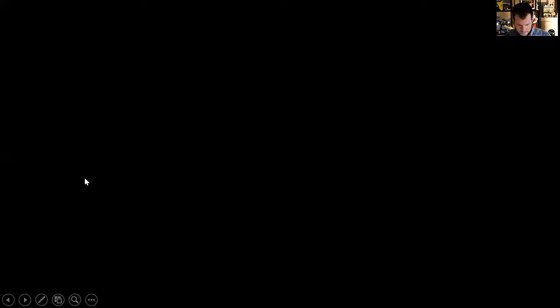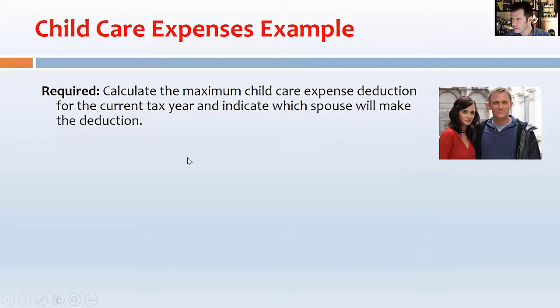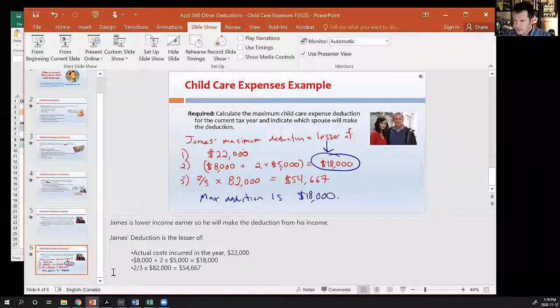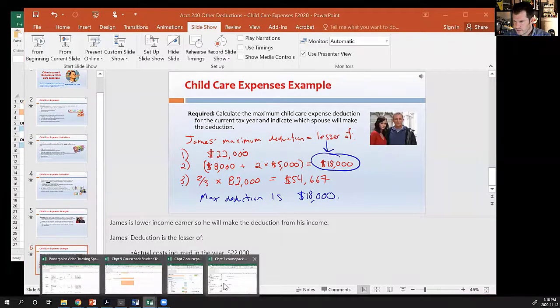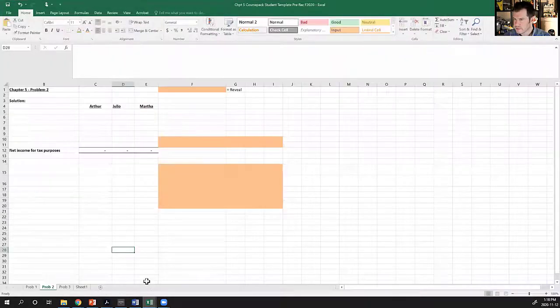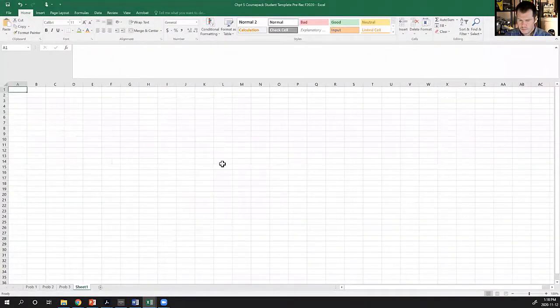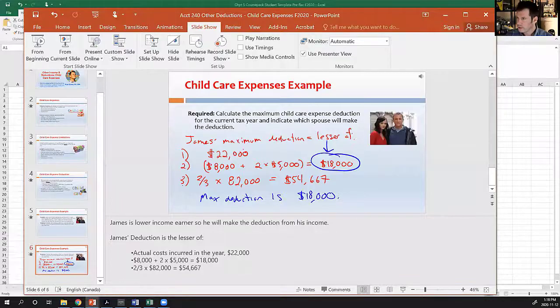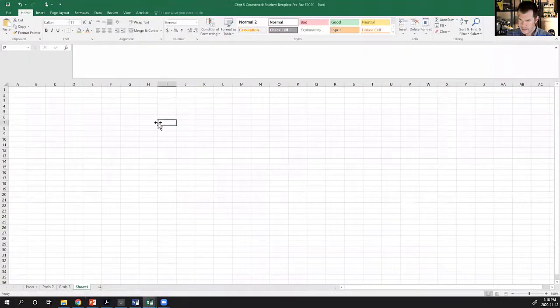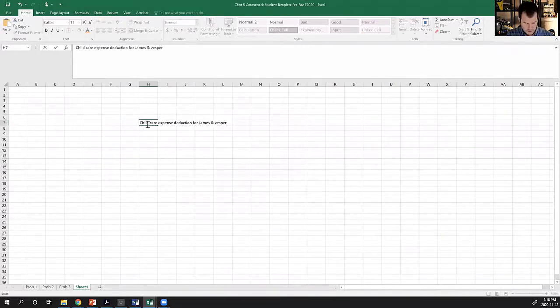Crap. I don't have this written out here. So why don't I just make it up as I go along? I need a spreadsheet for this, I guess. I'll just whip this up. That always goes super well. All right, so I'll just whip this up here. I need the info, childcare over here. Okay, so childcare deduction for James and Vesper.